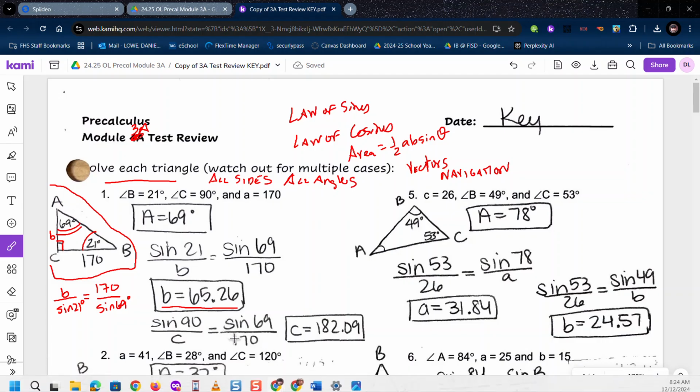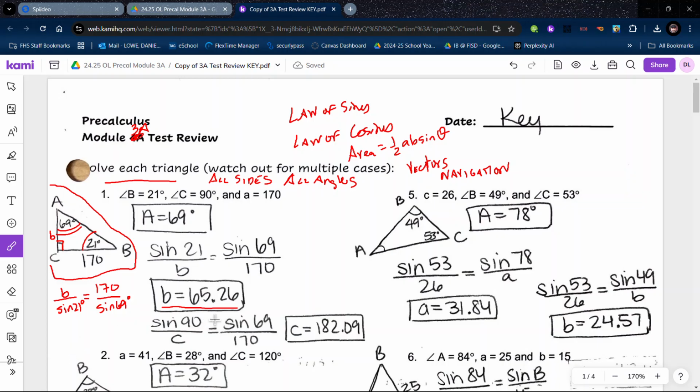In a similar way, we can set up the ratio, and most students feel better when they set up the values using the sine ratio where the unknown length is in the numerator. So C over the sine of 90 degrees is equal to 170 over the sine of 69 degrees, and we can get to our solution. Of course, there is a variety of ways, but the important thing is to understand what the setup is.